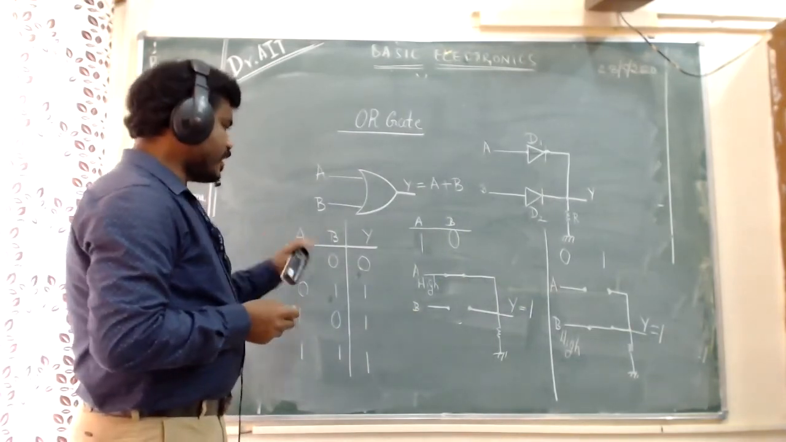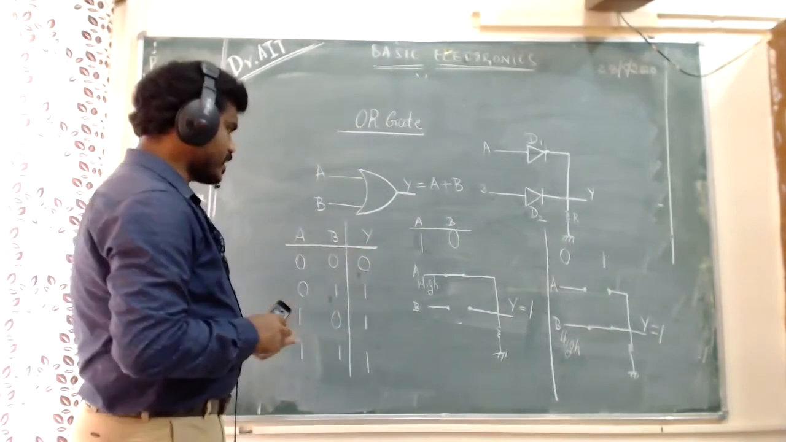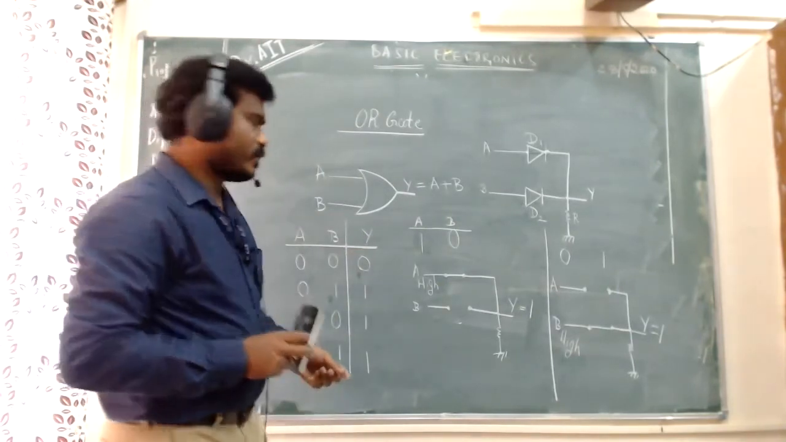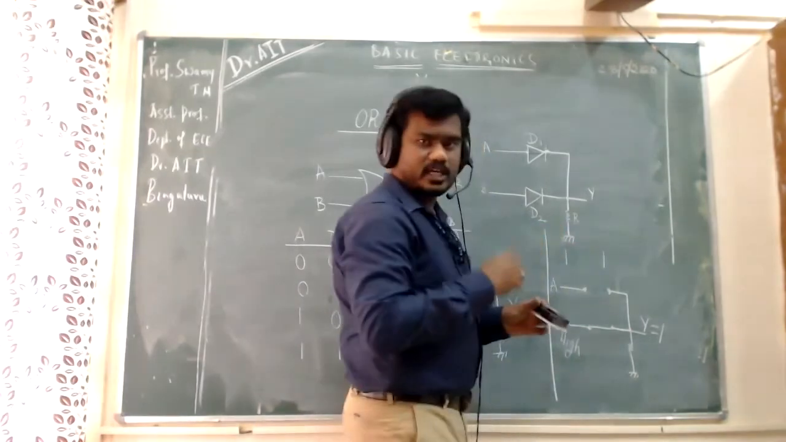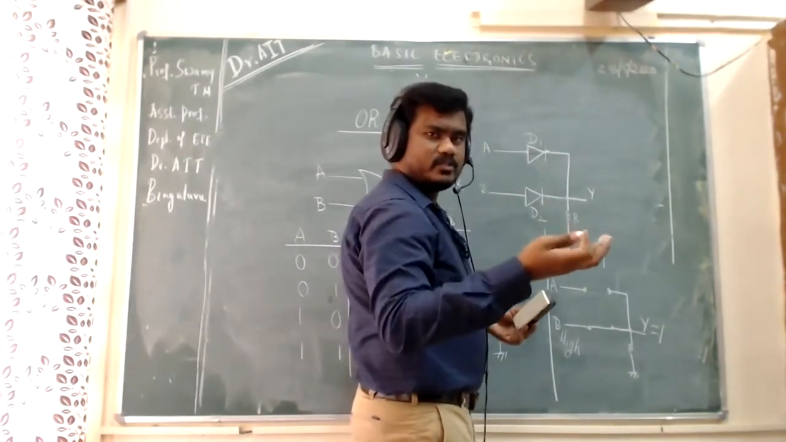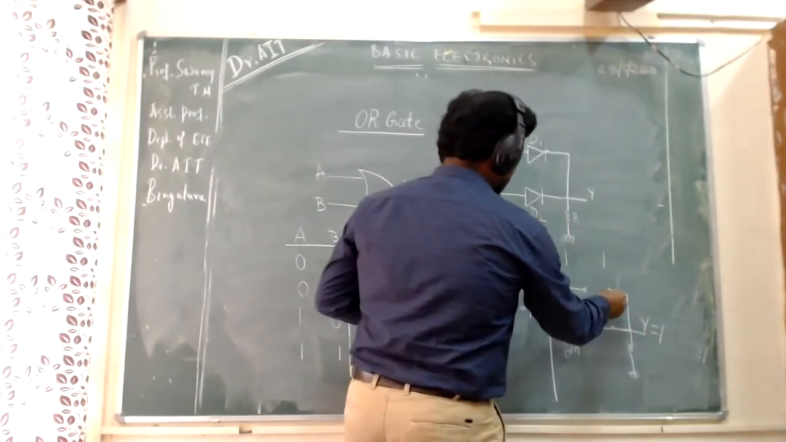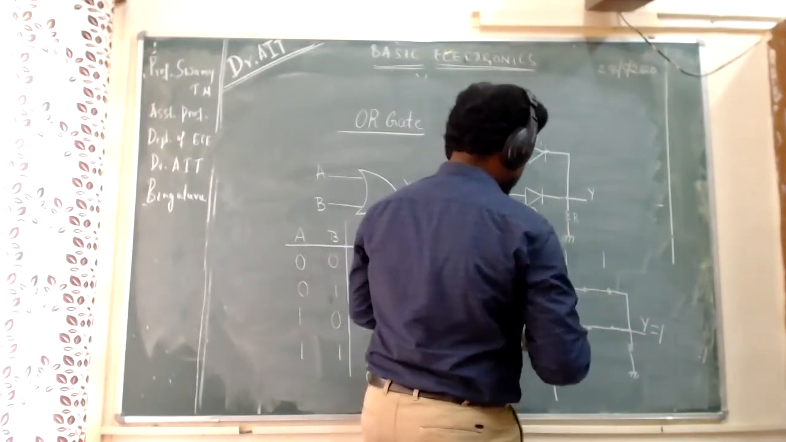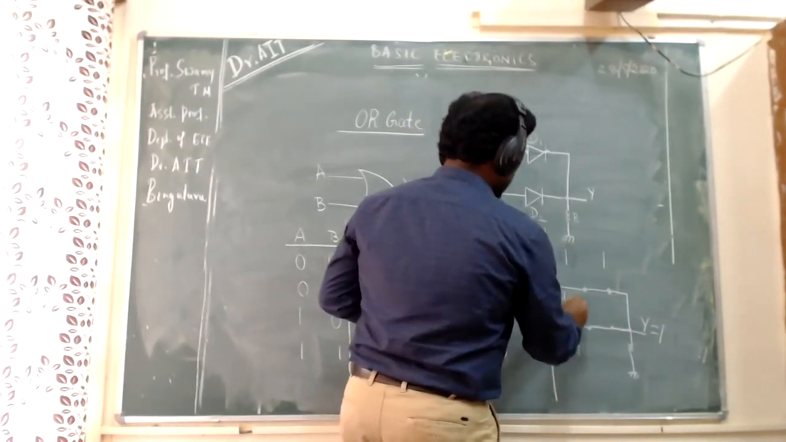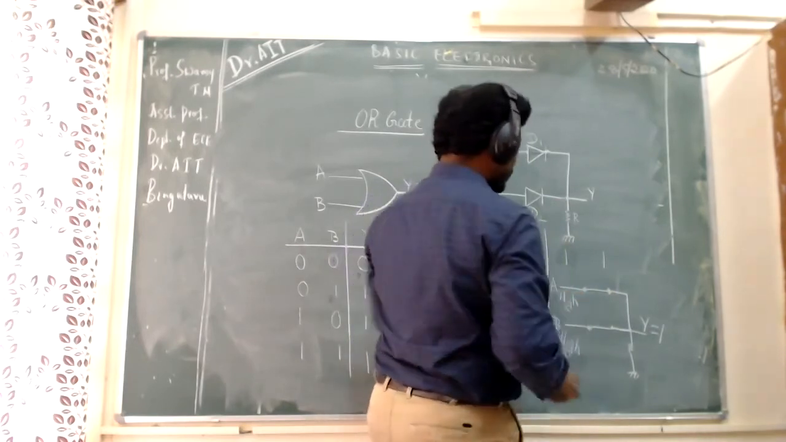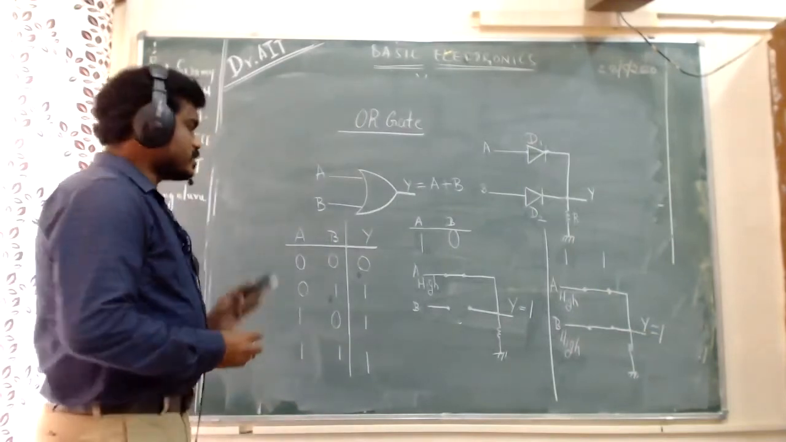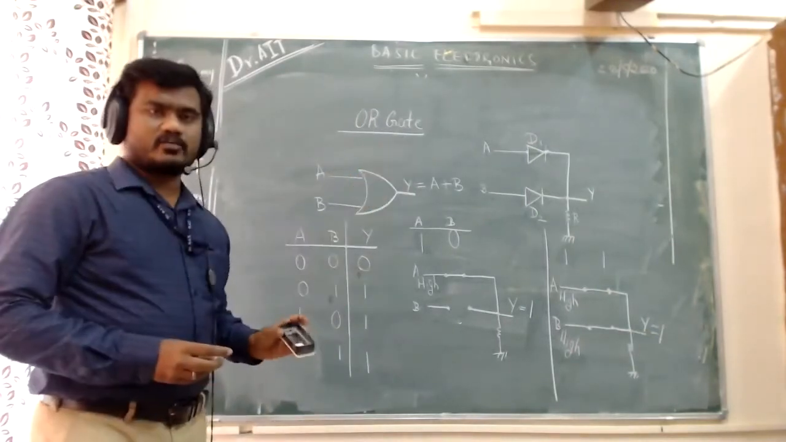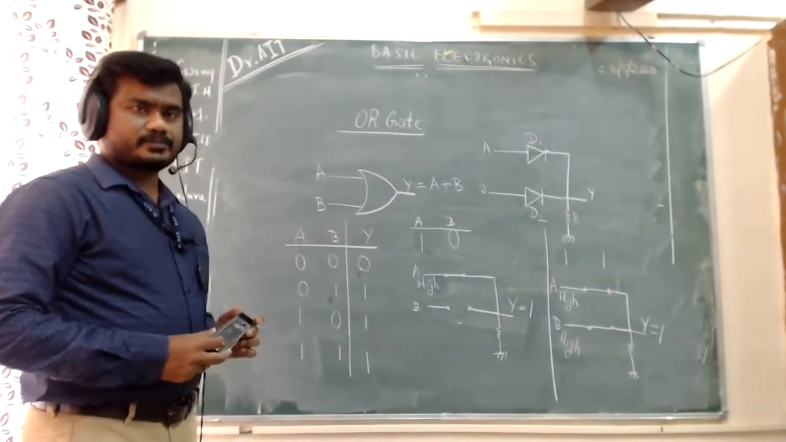We'll take our next case. The next case is when both inputs are logic high. When both inputs are logic high, both diodes, D1 and D2, are replaced by short circuits like this. Since both are logic high, the output is also logic high. So this is regarding the circuit diagram of the OR gate.